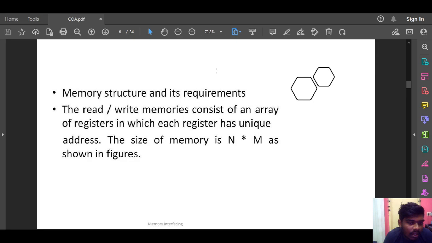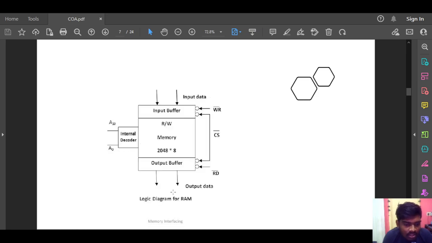Memory structure and its requirements. The read-write memories consist of an array of registers in which each register has a unique address. The size of memory is n times m as shown in the figures. Here is the logic diagram of RAM, where we have the write and read lines, the input buffer and output buffer, an internal decoder, and read and write functions.